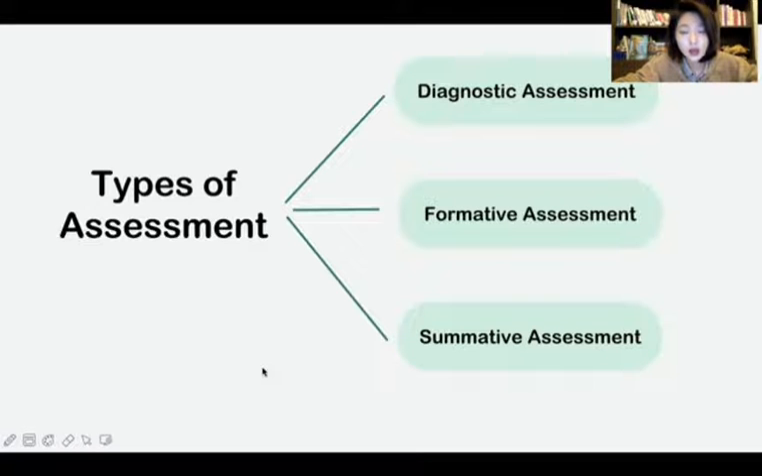Okay, there are also many types of assessment, like diagnostic assessment, formative assessment, or summative assessment. We could easily understand the formative assessment as during teaching, such as discussion, observation, or conversation. And the summative assessment could be understood as a report. So summative assessment usually happens after teaching, such as an exam.